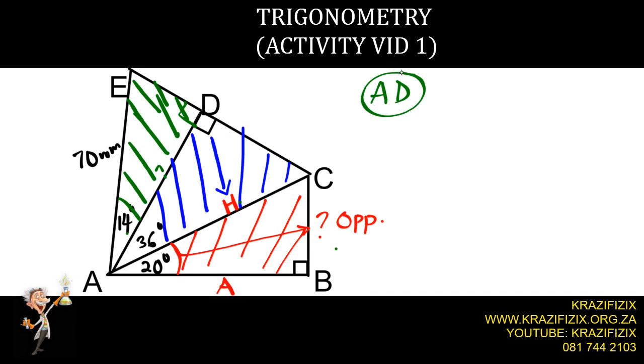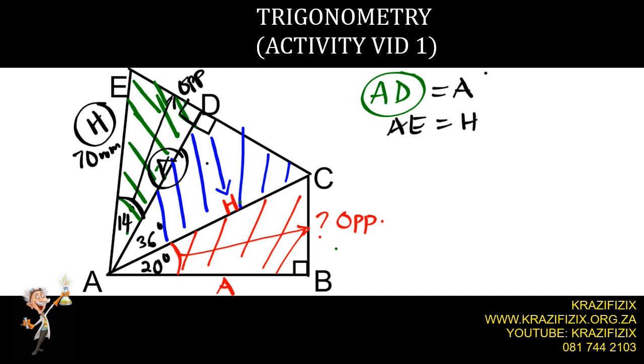Okay, let me use a black ink this time around. Now look at the angle I have, 14. This side becomes my opposite. Remember, the side facing angle 90 becomes my hypotenuse, and AD becomes my what? Adjacent. What am I looking for? Adjacent. What do I have? Hypotenuse. Alright, AD is adjacent, AE is hypotenuse. What trig ratio do you see there? Cos.